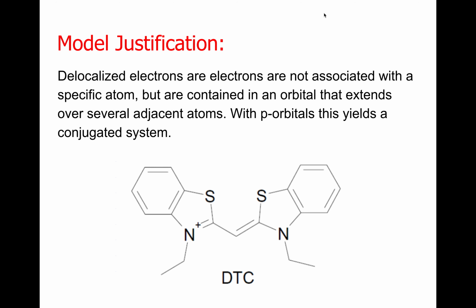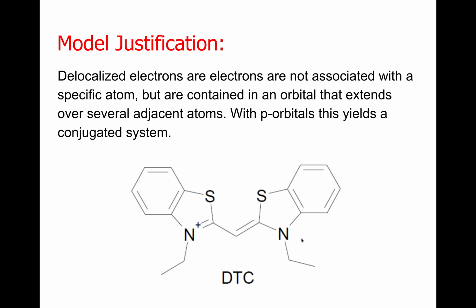Okay, so now let's talk about our first molecule, DTC, okay? And how we can develop a model to attempt to predict the peak absorbance of this system. All right, so now we have a double bond here, here, here, here, here, here, here. Each of those double bonds consists of 2 pi electrons.